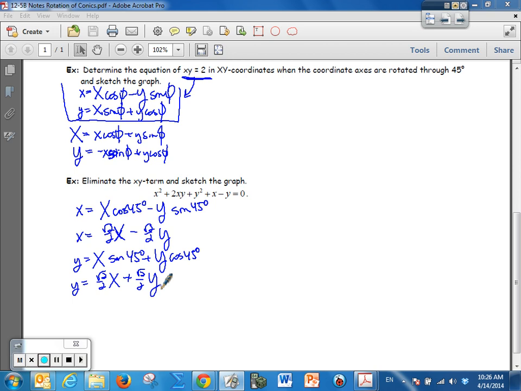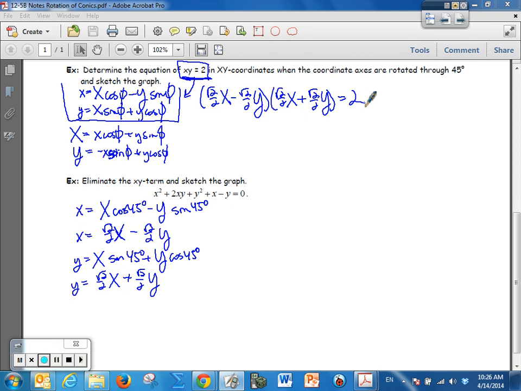So let's take those and substitute them in our equation that we're given right here. So little x is, okay, that's our representation for little x. Little y is going to be root 2 over 2 plus root 2 over 2, and that's going to equal 2. Alright, so let's FOIL these and combine like terms. Let's see if we can get it to look like a normal conic that we are familiar with.